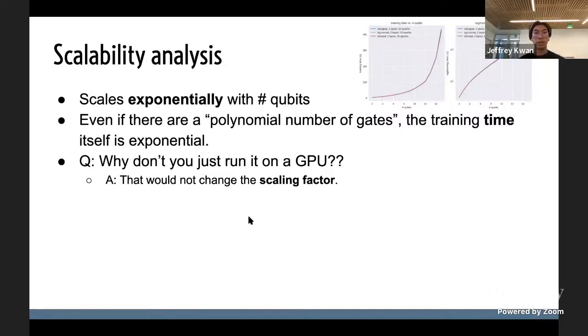And you might be wondering why I didn't run it on a better device in order to reduce training time. It's because this doesn't actually affect the scaling factor. The more you scale the qubits, it's going to scale in this exponential fashion, which is not good if you're thinking about scaling it to the orders of hundreds or even thousands of qubits.